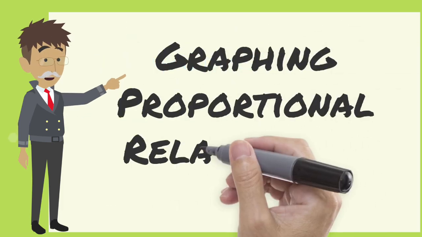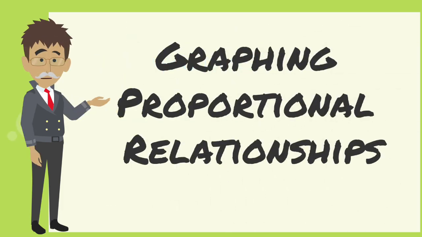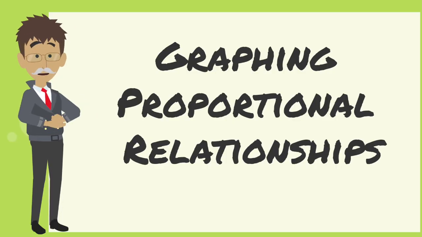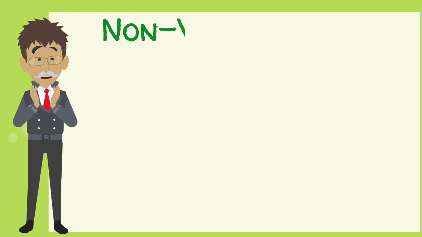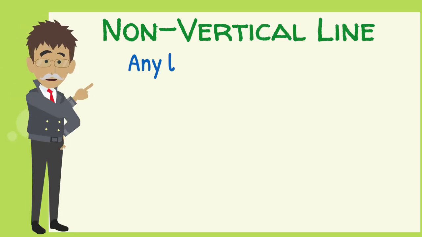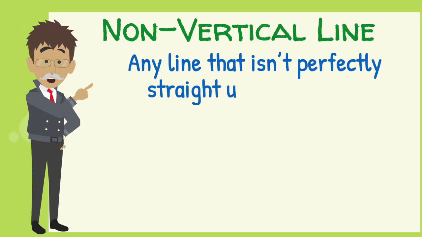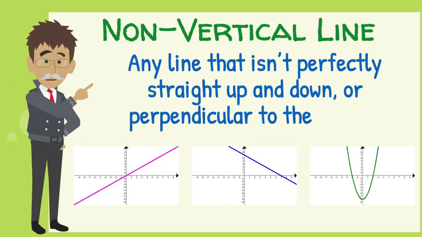Graphs help us visualize proportional relationships. Understanding lines on a coordinate plane, especially their slopes, shows how one variable changes compared to another. Non-vertical line: any line that isn't perfectly straight up and down or perpendicular to the x-axis.